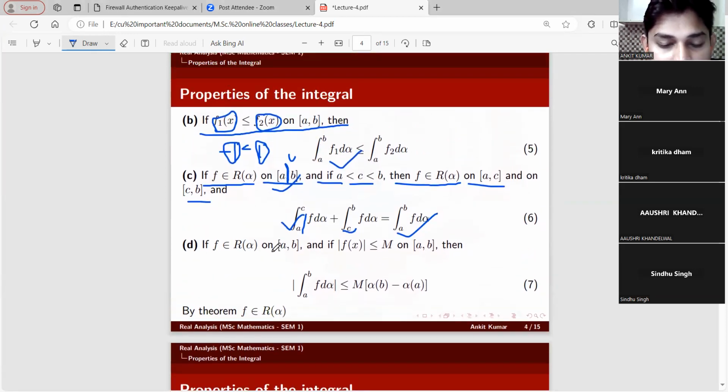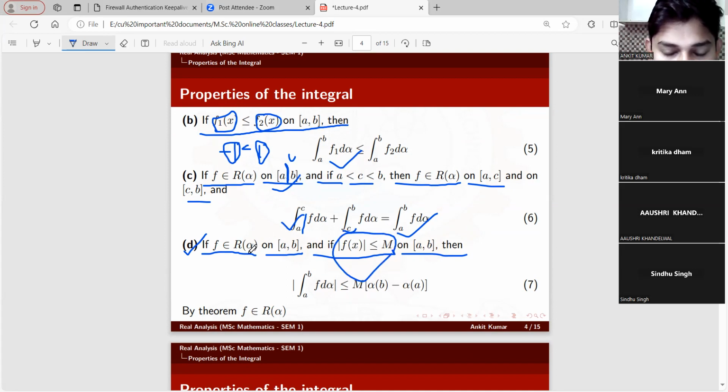Now, in part D, what is it? Part D says that if f belongs to R alpha on closed interval a comma b, and if f is Riemann Stieltjes integrable on a closed interval a comma b, and if mod of f(x) is less than or equal to M on closed interval a comma b, so what is this point? This point says that f is Riemann Stieltjes integrable on closed interval a comma b, and f(x) is a bounded function also on closed interval a comma b. So this denotes a bounded function on closed interval a comma b.